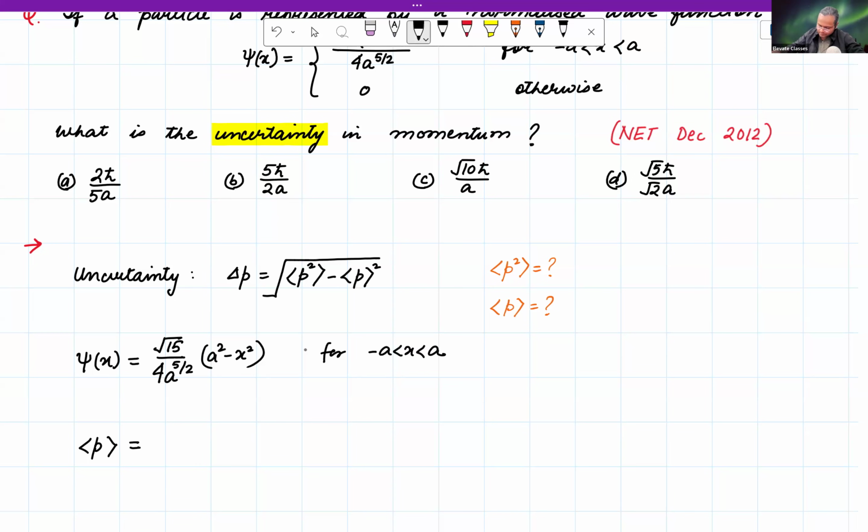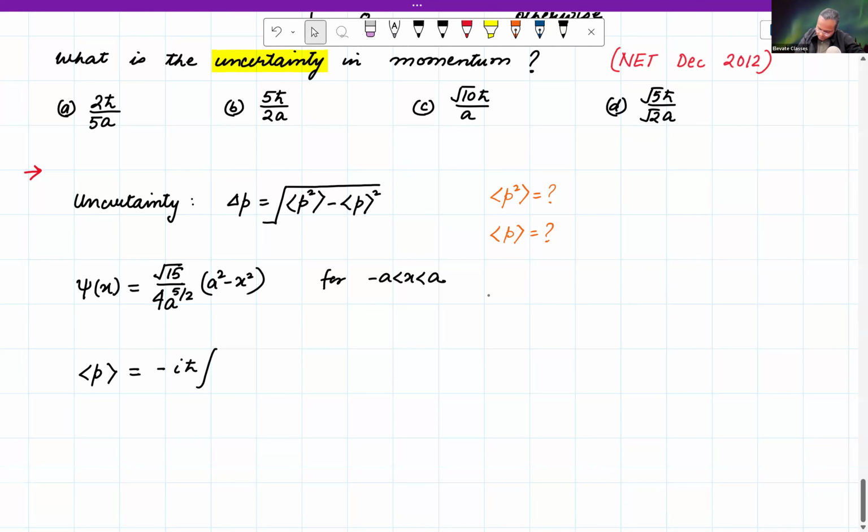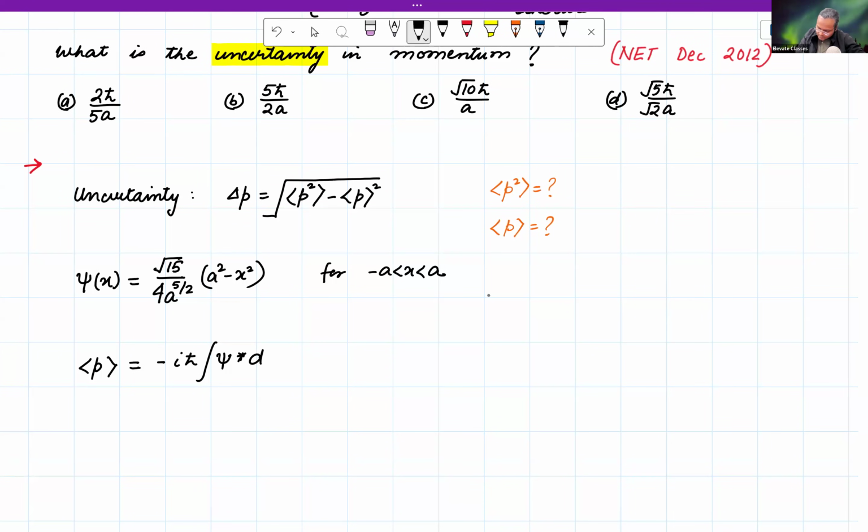ये कितना आएगा? Has anybody calculated this? Minus iota h cross कितना आएगा ये? Psi star d psi upon dx, integration with respect to x. Has anybody calculated what this is? Tanya, yes, you're correct. Ramkiran, correct. Sumana, correct answer. या एक्सपेक्टेशन वैल्यू ऑफ मोमेंटम इज जीरो.